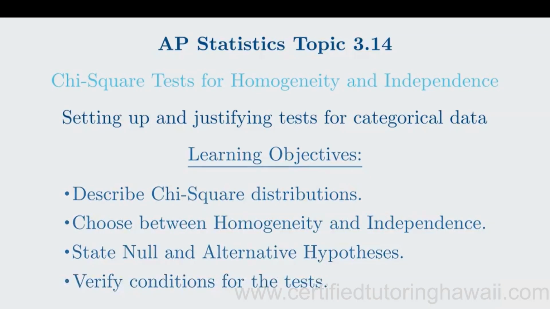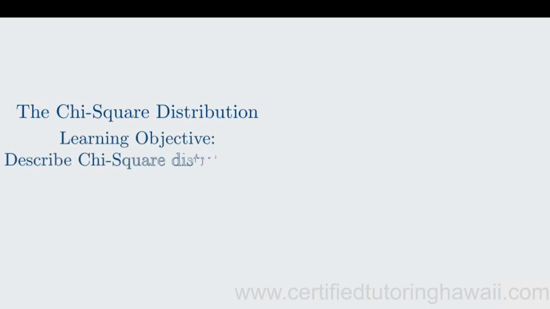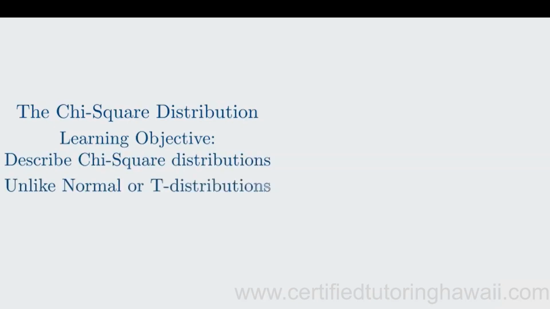Let's start by understanding the shape of the math we'll be using. Before we get into the specific tests, we need to talk about the distribution that makes them possible, the chi-square distribution. Our learning objective is to describe chi-square distributions. In previous units, you worked with the normal distribution and the t-distribution, which are symmetric and bell-shaped. The chi-square distribution is quite different.